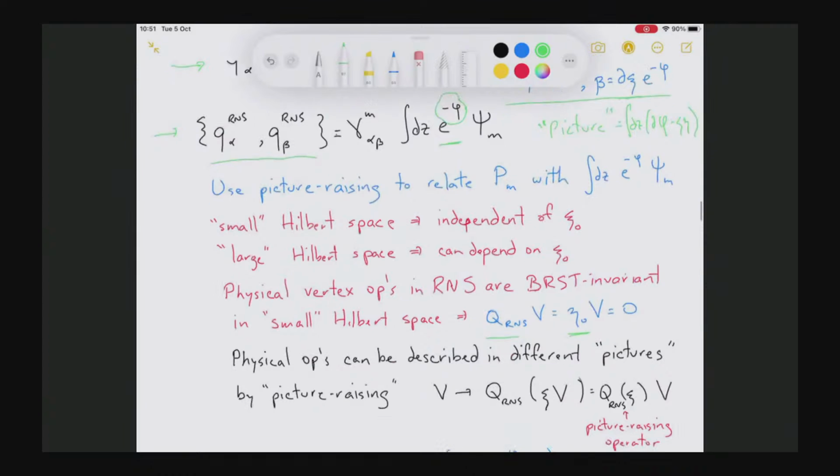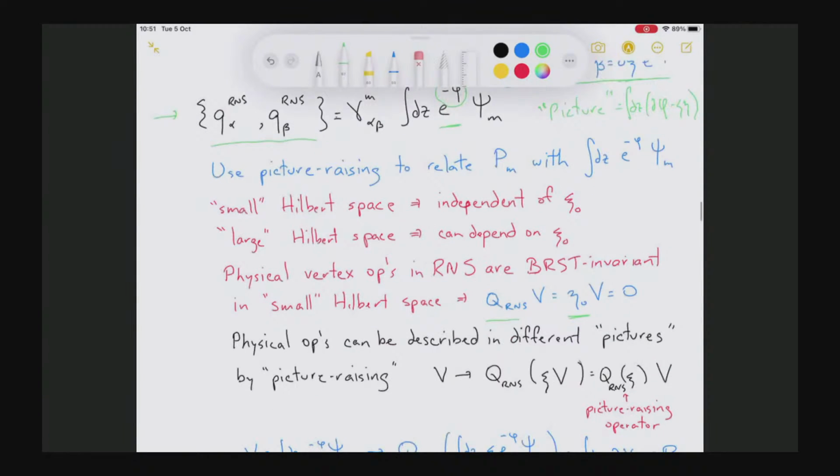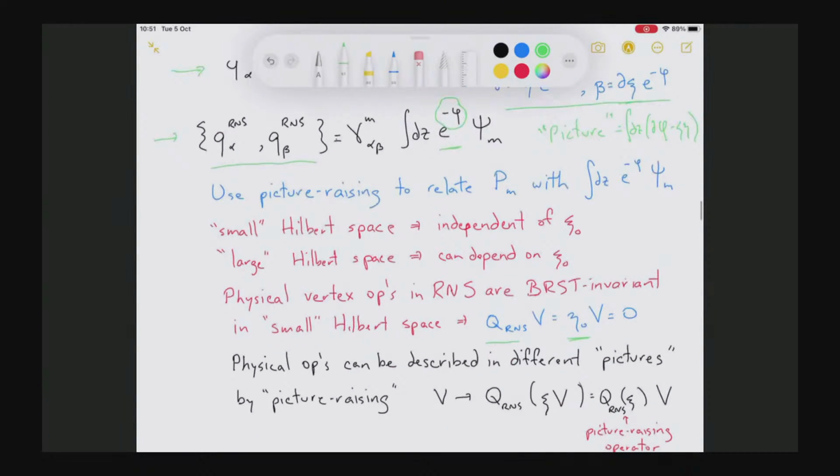Now, in RNS, you can describe states which are in different pictures by hitting with what's called the picture raising operator, which is the BRST operator acting on the Xi0 mode. This was, of course, discussed by Friedan, Martinec, and Shenker. The reason why this is non-trivial is because in the small Hilbert space, the Xi0 mode is not allowed. Otherwise, this would, of course, be BRST trivial.